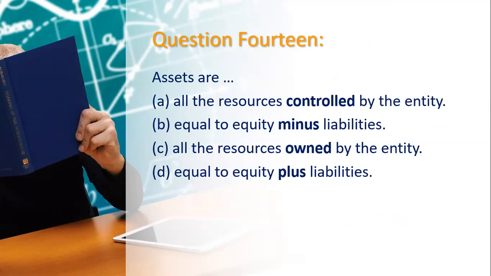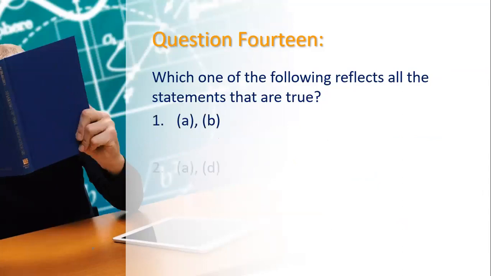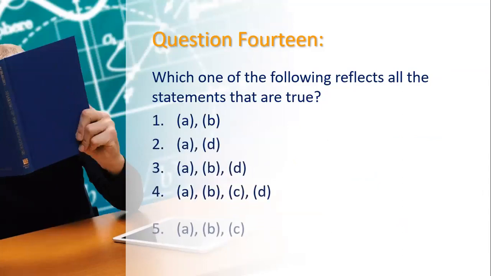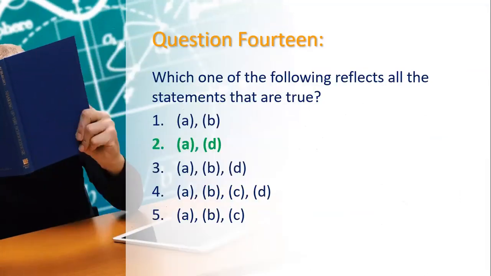Okay, question 14. Assets are all the resources controlled by the entity. Number 2, equal to equity minus liabilities. All the resources owned by the entity equal to equity plus liabilities. So the options are A and B, A and D, ABD, ABCD, ABC, right? And the answer is A and D.